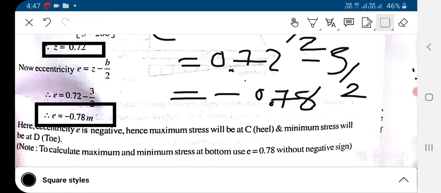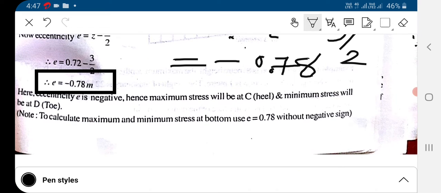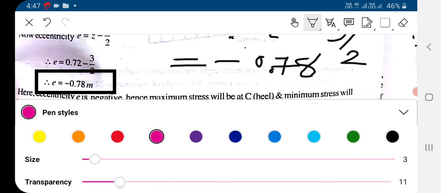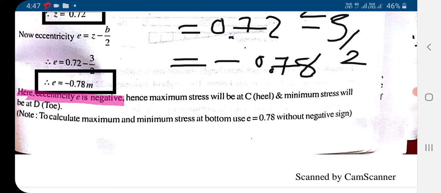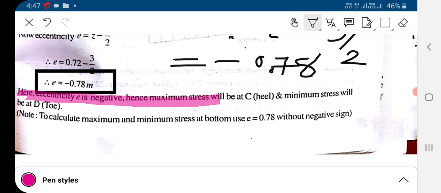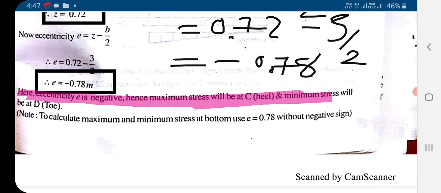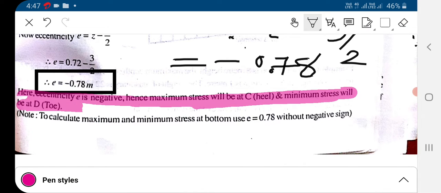What this means needs to be understood, so let's highlight it, it is important. Here the eccentricity is negative, hence the maximum stress will be at heel and the minimum stress will be at toe. If the eccentricity is negative, then the stress positions change. So the maximum stress will be at the heel and the minimum stress at the toe.